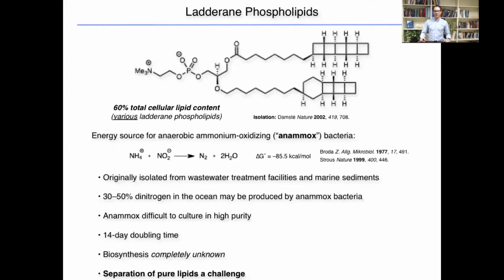But you can culture them, and as you see from the 50% of nitrogen that's produced by them, they are ubiquitous in nature. But the difficulty in actually getting them pure has to do with the fact that there are a lot of very similar structures. So separation has just proven to be a really big problem, and hopefully the quotes on the last slide help accentuate that.